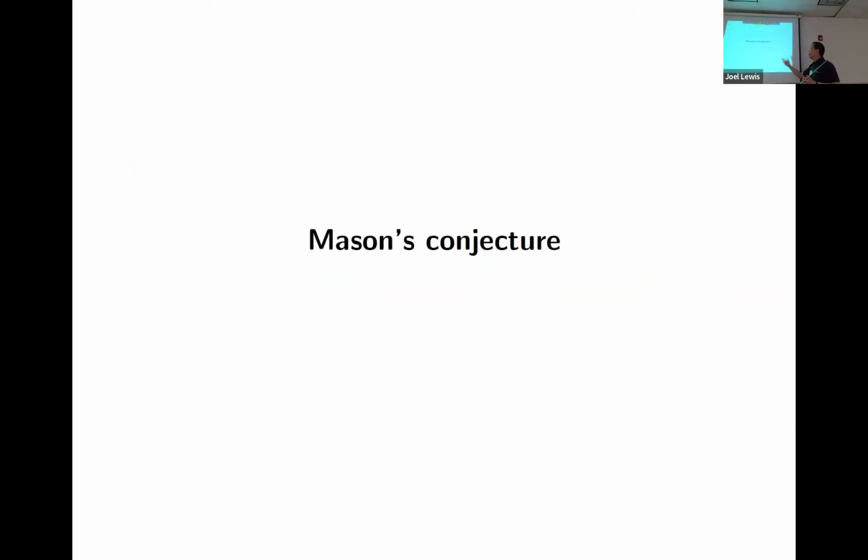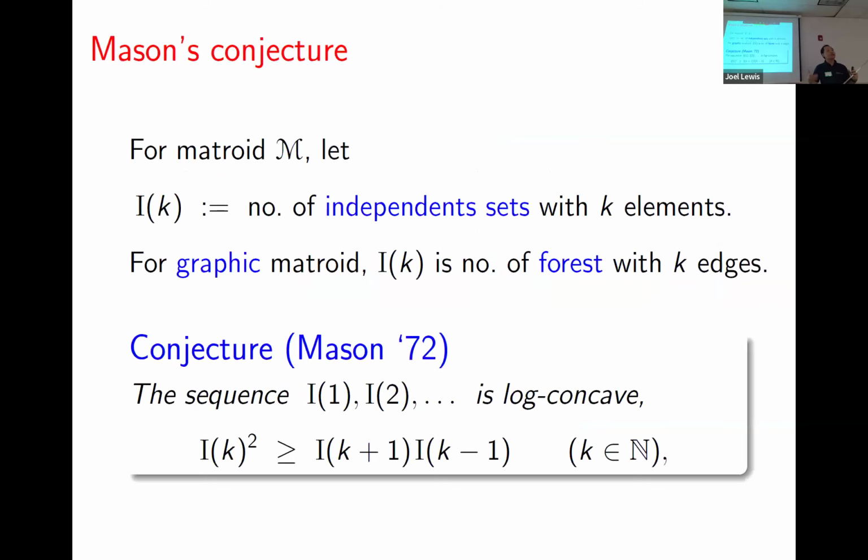Okay, now that we understand matroids, I can state the more general version of the third inequality that we saw, the one proved by Junyi. This is now known as Mason's conjecture. Given a matroid M, let Ik be the number of independent sets with exactly k elements. In the case of a graph, this Ik will be the number of forests with exactly k edges. So that is our third inequality.